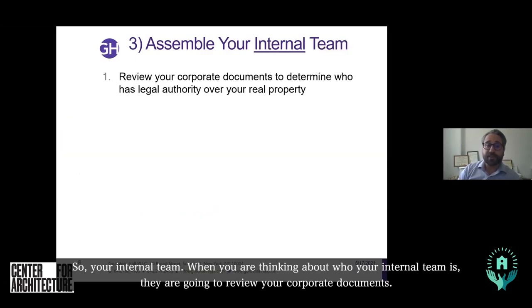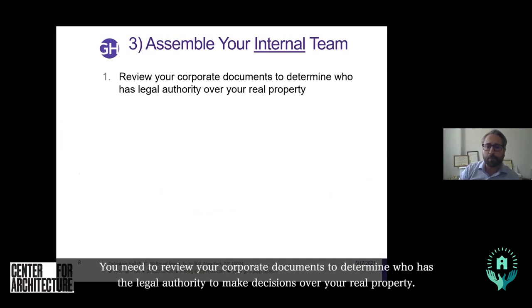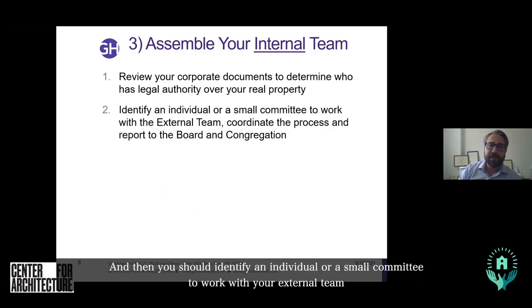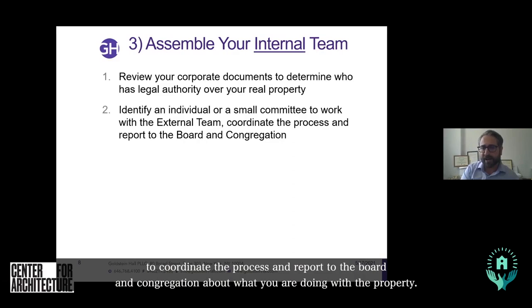So your internal team, when you're thinking about who your internal team is, they're going to review your corporate documents. You need to review your corporate documents to determine who has the legal authority to make decisions over your real property. And then you should identify an individual or a small committee to work with your external team, which we'll talk about in a second, to coordinate the process and report to the board and congregation about what you're doing with your property.